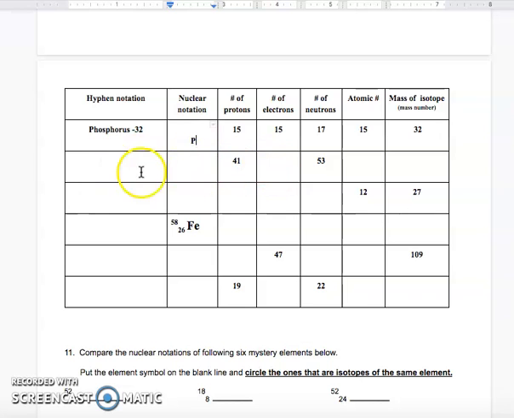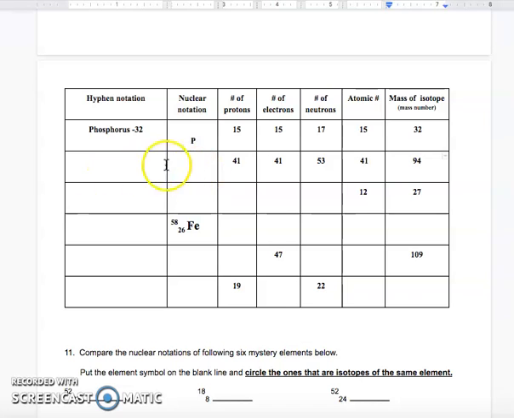All right, the second row. This time I did not give you the hyphen notation, but I did tell you the number of protons and neutrons, so we can still figure everything out. If I know the number of protons, that means I know my number of electrons, and I know my atomic number. All right, then I get over here to the mass. Well, the mass is the sum of my protons and my neutrons, so if I add together 41 and 53, I'll get a mass of 94.